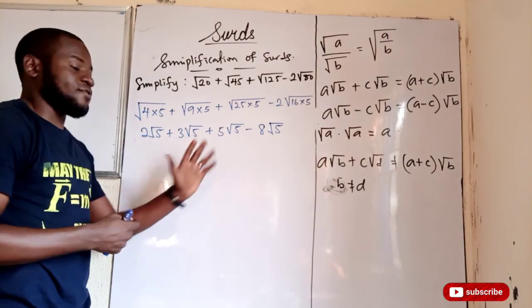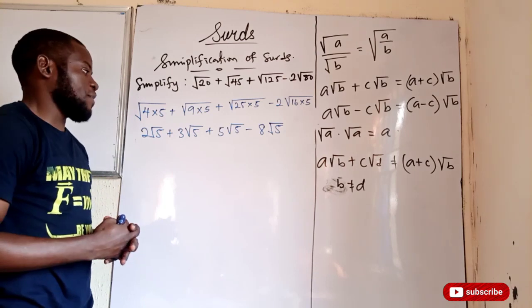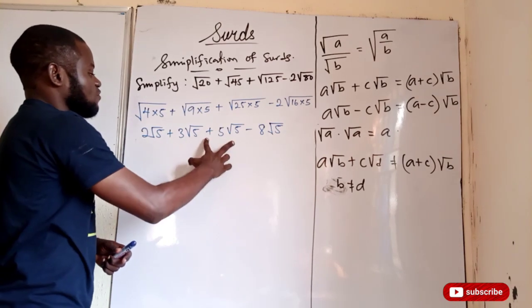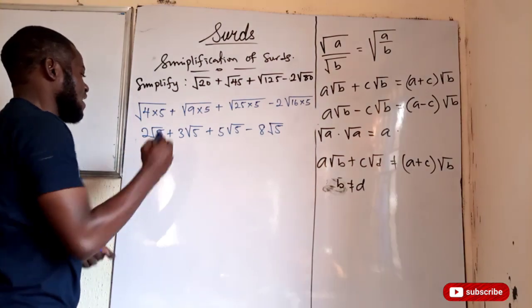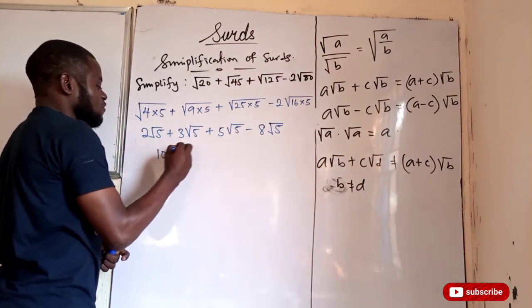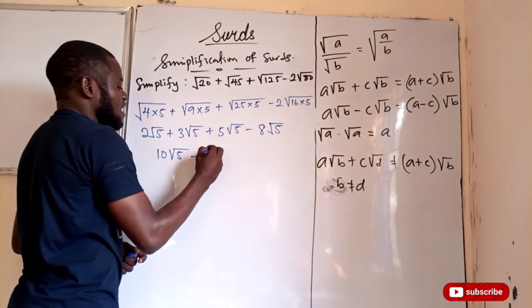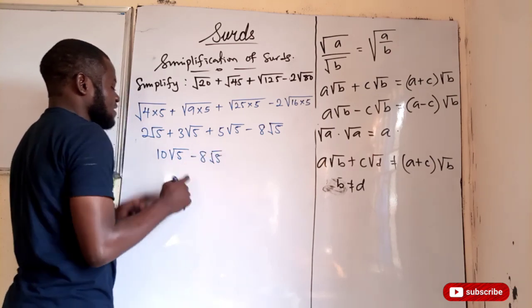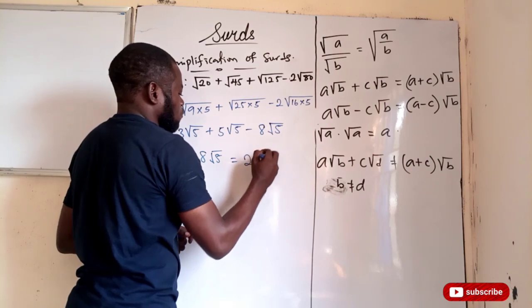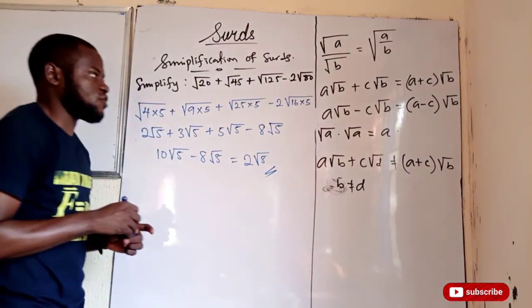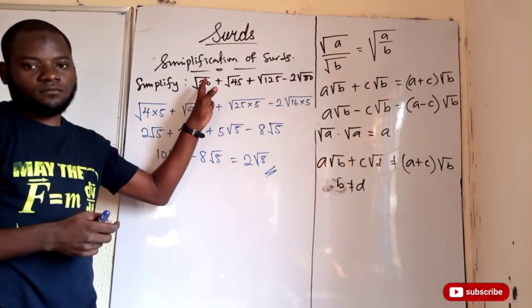If yes, let us carry out the algebraic operation. This plus this will give us 8, and plus this, that's going to give us 10. So we have 10 root 5 minus 8 root 5. Hence, 10 minus 8 is going to give us what? 2 root 5. And that will be the result for this surd.